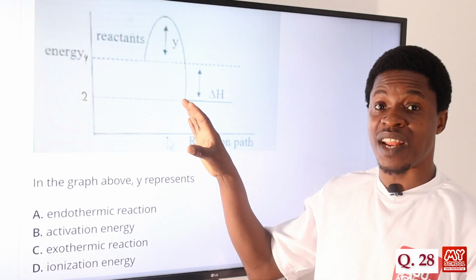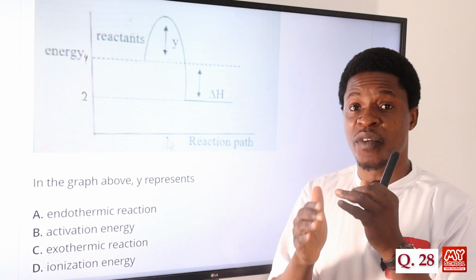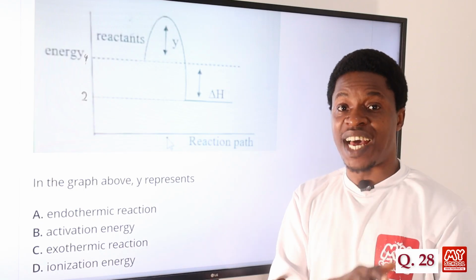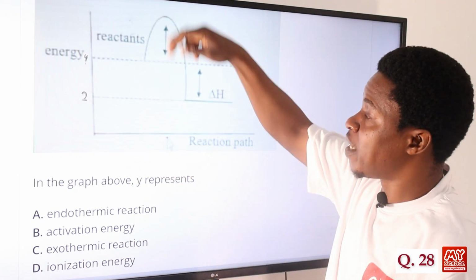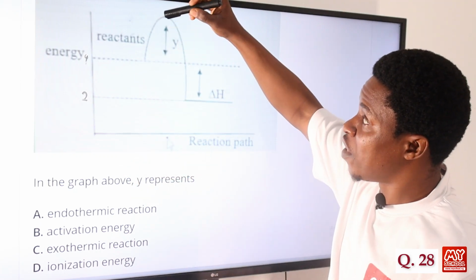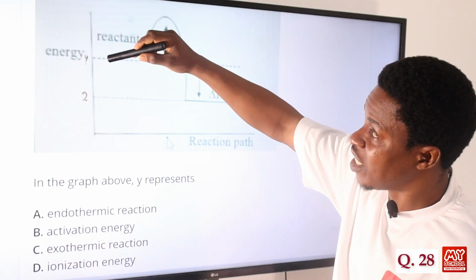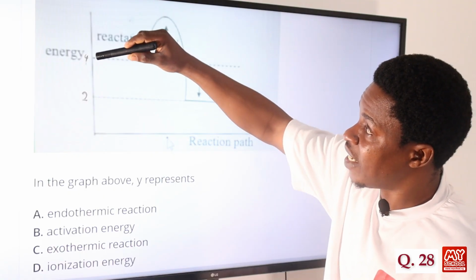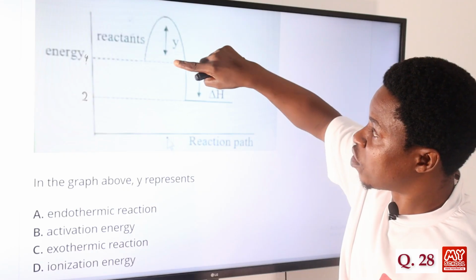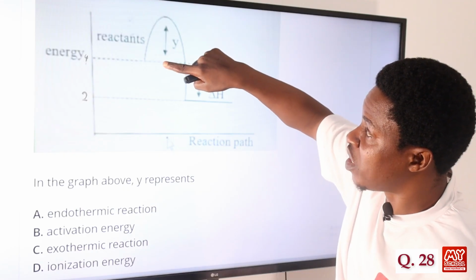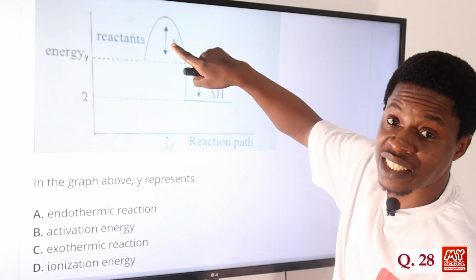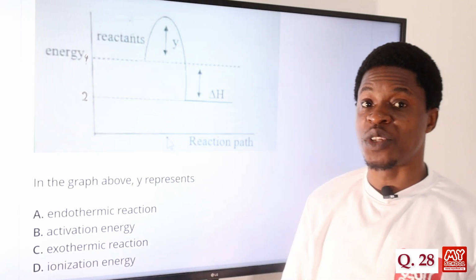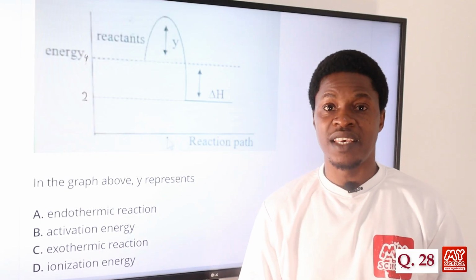And what is this? In a curve, in a graph like this, it is the distance or the difference between the energy of the reactants and the peak of the bump, which is here. This is the peak of the hump here, and then we have the energy of the reactant at this point. So the distance or difference between the reactant energy and the peak of the hump is what we call activation energy. So that leaves us with no option than to go for option B, the correct answer, activation energy.